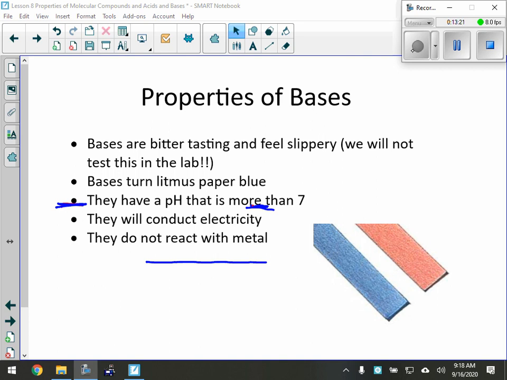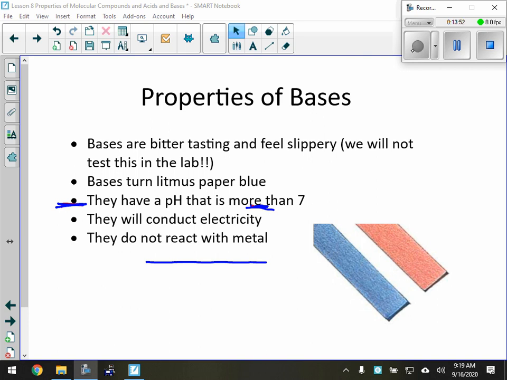Bases turn litmus paper blue. They have a pH that is more than 7, so it could be 7.5 or 7.2, all the way up to 14. Could be higher, 15, 16. They will conduct electricity because they have ions. There's always a metal: sodium hydroxide, barium hydroxide, lithium hydroxide. So they have positive, negative, positive, negative. They will conduct electricity as well.